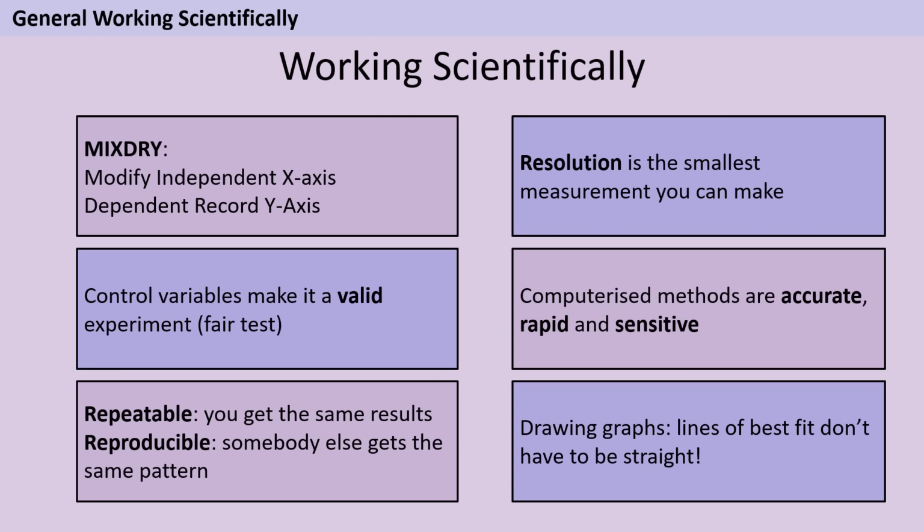Resolution is the smallest difference in your measurements that you can identify. Computerized methods are accurate, rapid, and sensitive. And if you're asked to draw a graph of some data, don't forget the line of best fit, and don't forget that in GCSE Science, this may be a curve.